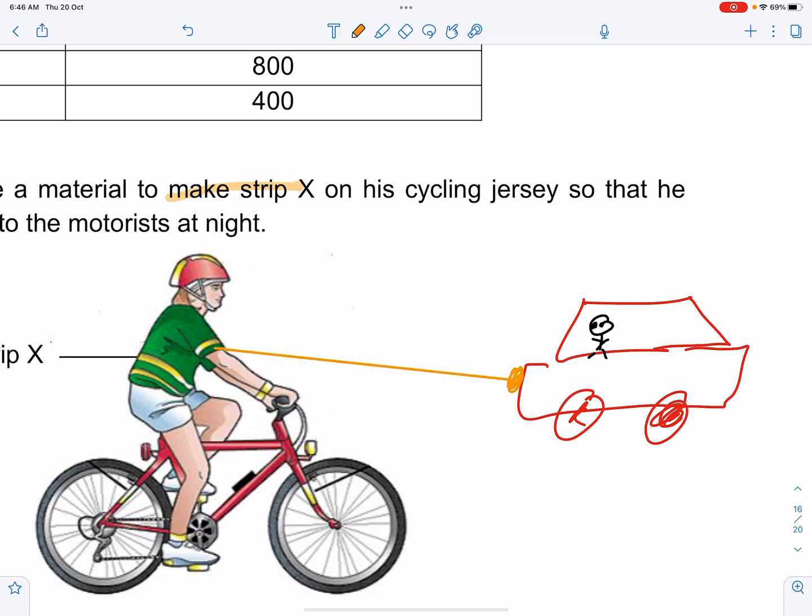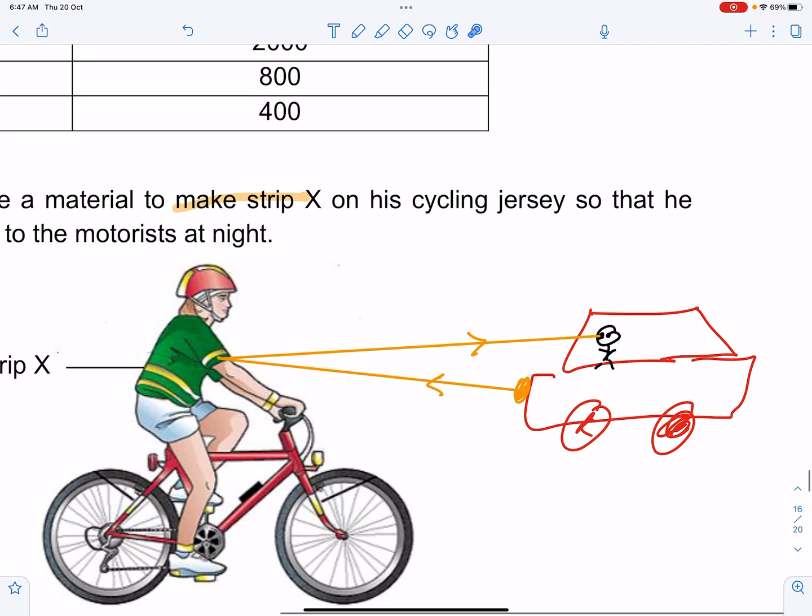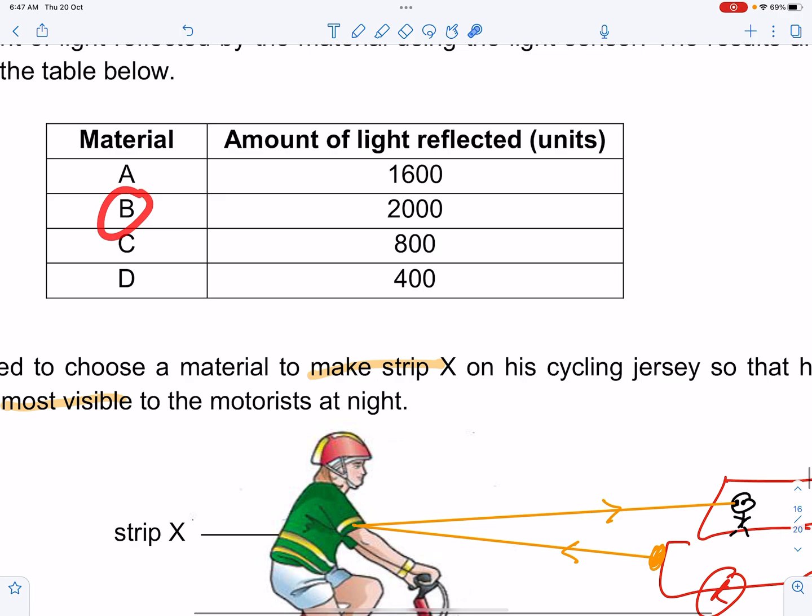It needs to hit the strips, and then it needs to go back into his eyes, right? So the more light that gets reflected off this light strip over here, the more light is going into his eyes, and the more he can see the cyclist clearly. So it's pretty obvious the answer would be B, because it reflected the most amount of light.